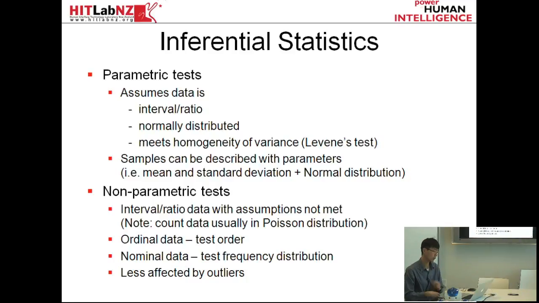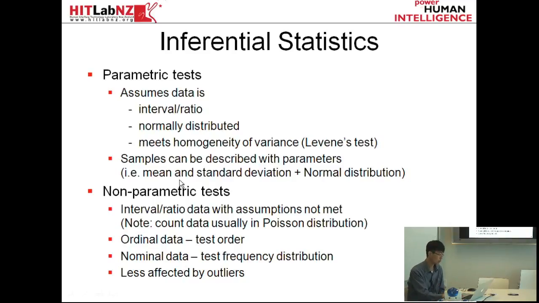So usually the bottom line should be interval ratio and normally distributed. If it doesn't meet that, fall back to non-parametric test, but if it does, then you can safely run parametric test, and it will print out other things if the variance is not homogeneous.